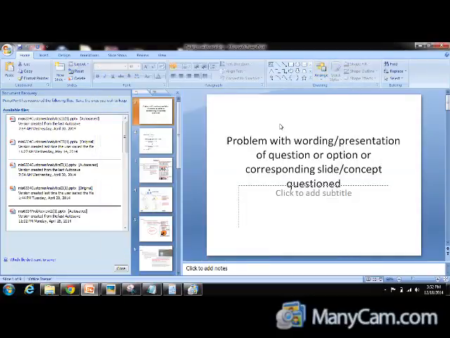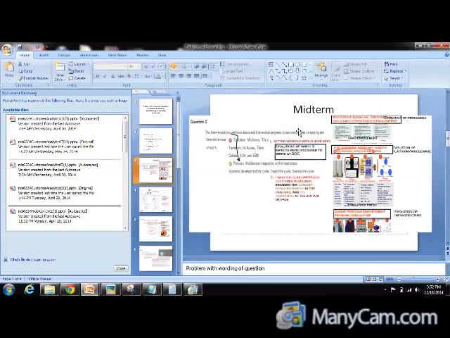I'd like to take you through the problems that I faced in the cloud computing exam with the wording or presentation of a question or option, the corresponding slide, or the concept question. In the midterm, there was a question which says three evolutions we have discussed that enable progress to service-oriented computing.